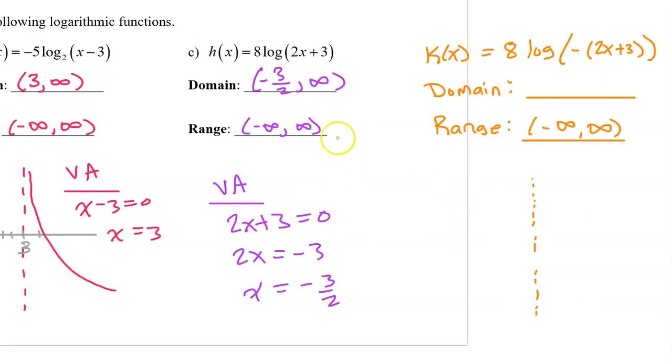Be careful, none of these examples had a reflection over the y-axis, which shows up as a negative sign on the inside like this. If there was a reflection over the y-axis, instead of the graph being to the right of the vertical asymptote, it would be to the left, like this. So in this case, the domain would go from negative infinity to the vertical asymptote of negative 3 over 2. So watch out for that.